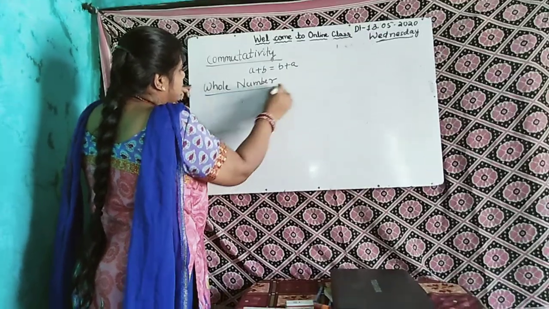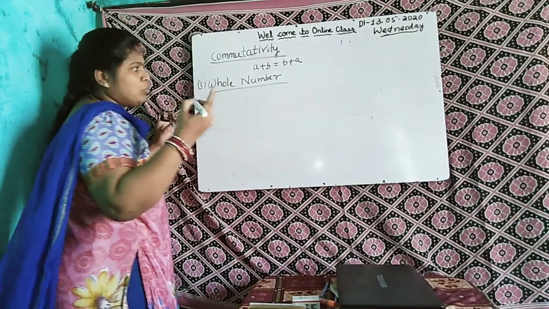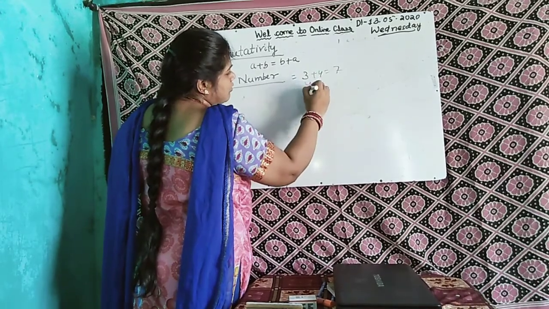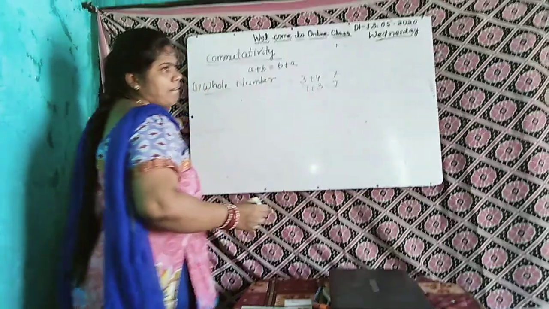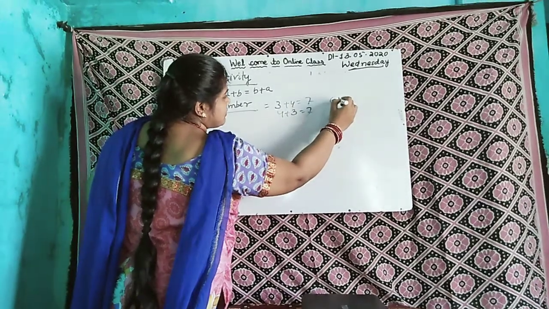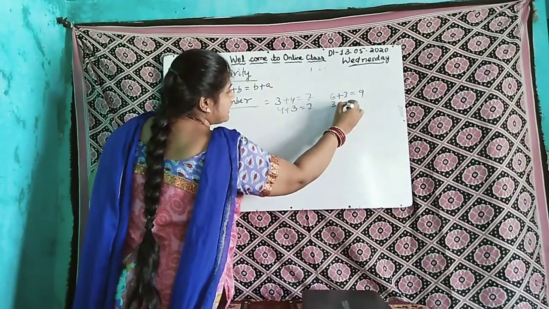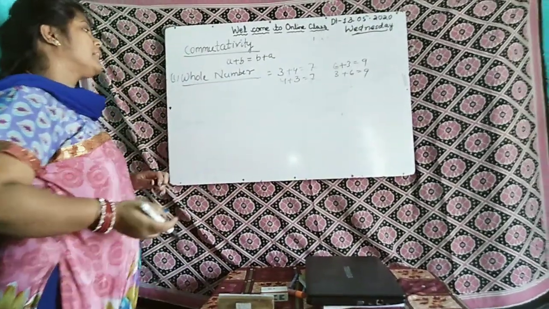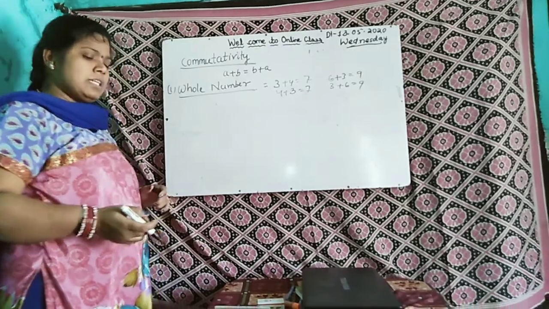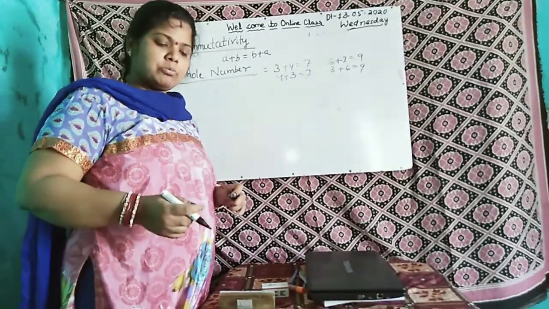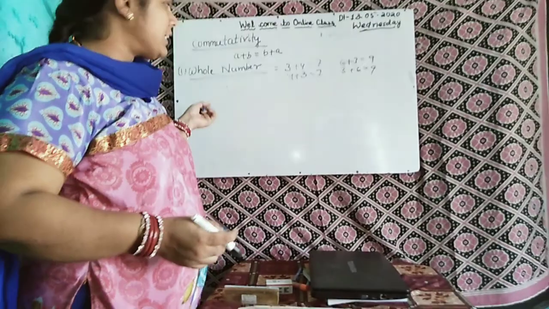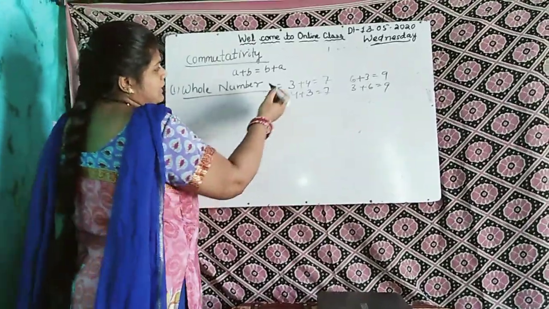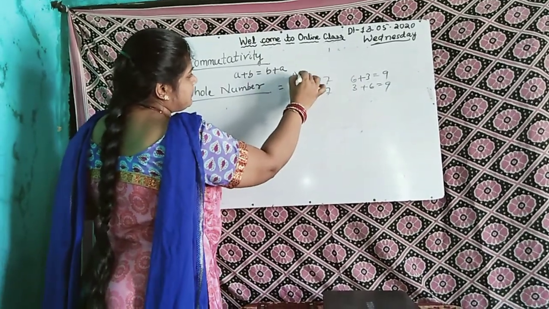For whole numbers, take any two whole numbers. Suppose 3 plus 4 equals 7, and 4 plus 3 is also 7. Same answer. Suppose 6 plus 3 equals 9, and 3 plus 6 equals 9. a plus b, b plus a. So here we say that whole numbers satisfy the commutative property under addition, or addition is commutative. This is the addition property.